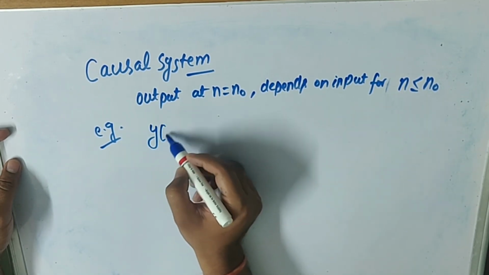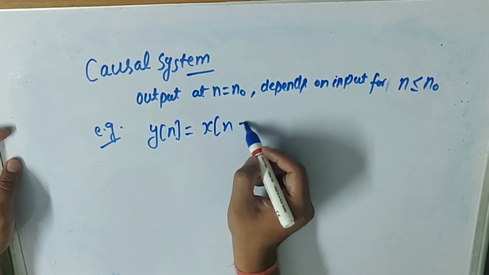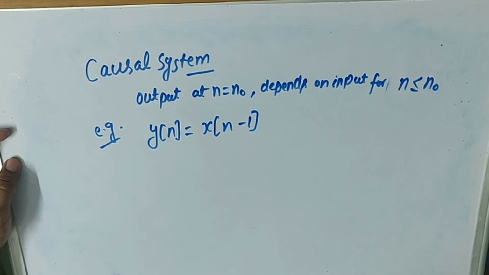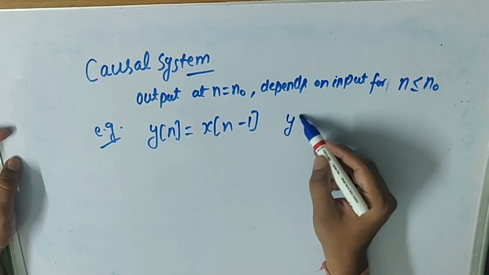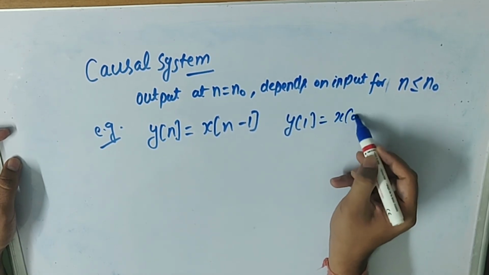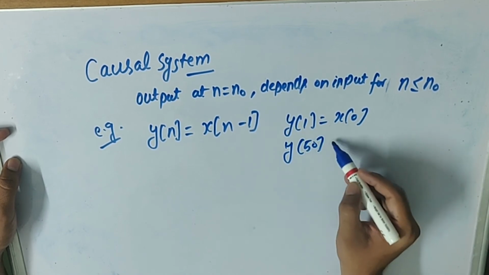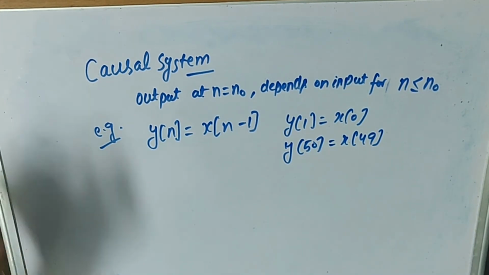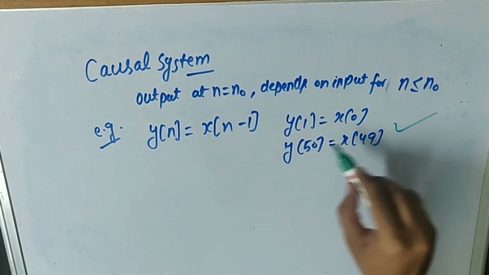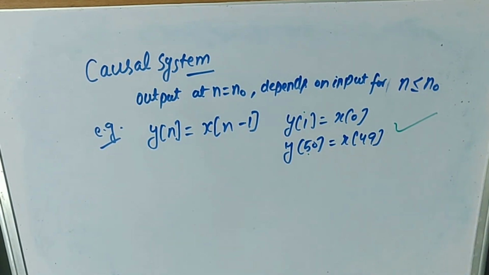let's say the delay system, where the input is delayed by one sample. Okay, is it causal or not? Yes, it is causal. How? y[1] is x[0], y[50] is x[49], and so on. So yes, it is causal because the outputs depend only on the previous inputs.